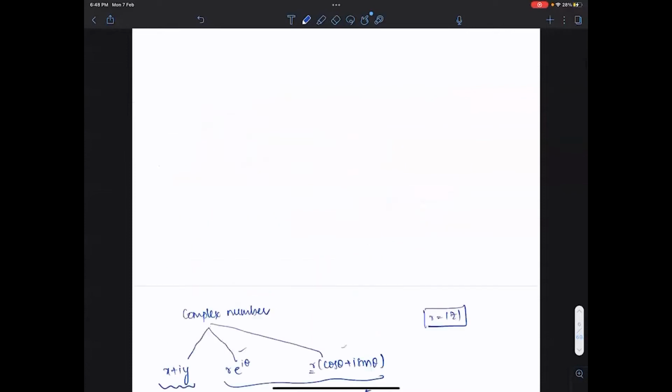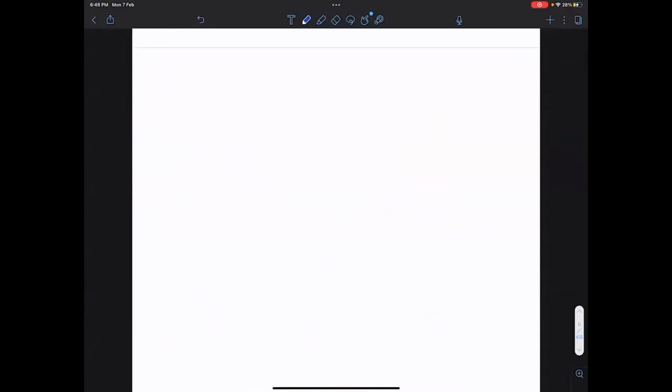Some important basic properties you already know: mod of z1 z2 is equal to mod z1 into mod z2. Argument of z1 z2 is equal to argument of z1 plus argument of z2. Now one thing which students normally miss out, and a very important formula, is this one.